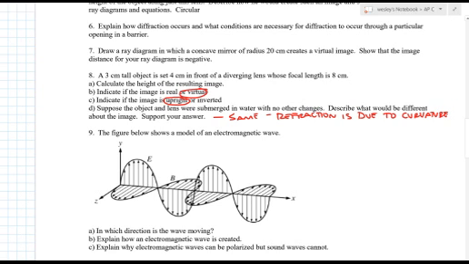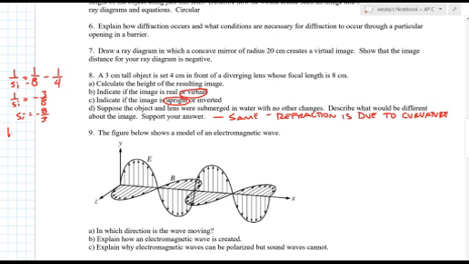Now, to calculate the image height: a 3 centimeter tall object, 4 centimeters in front of a diverging lens whose focal length is 8 centimeters. What we need is the image distance, 1 over the focal length minus 1 over the object distance, but the focal length is also negative. 1 over negative 8 minus 1 over 4. You have negative 3/8. 1 over SI is negative 3/8, so SI is negative 8/3.